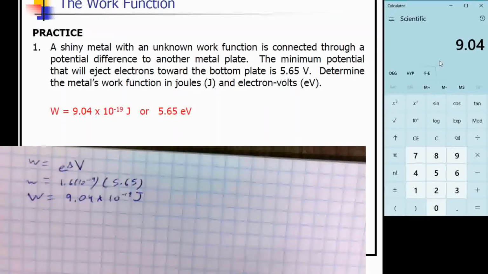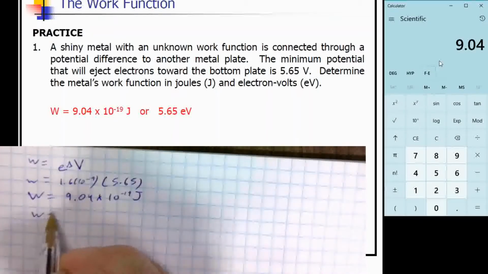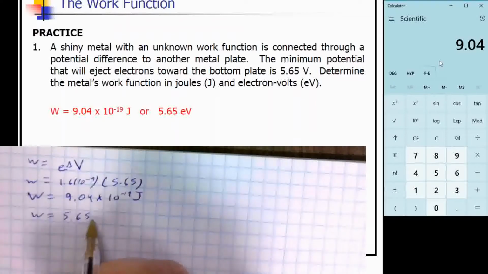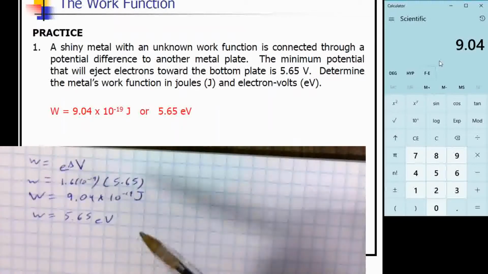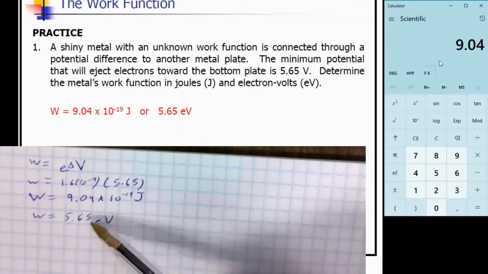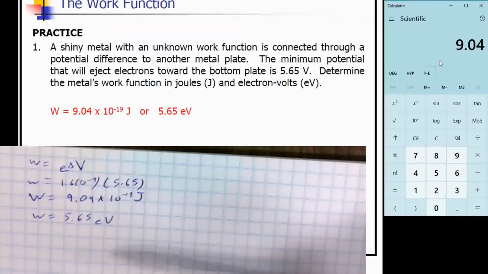But another way of writing this is simply as 5.65 electron volts. So it shows that it's easier just to write that voltage difference. And if we write it as electron volts, that is actually a unit of energy.